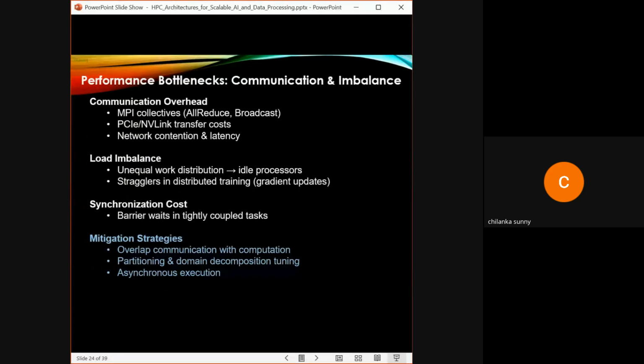So to mitigate these issues, we use techniques like overlapping communication with computation. We try to mask the communication overhead with computation by carefully tuning the partitioning or by carefully decomposing the domain and adopting an asynchronous execution model. So these strategies help us get closer to ideal scaling.